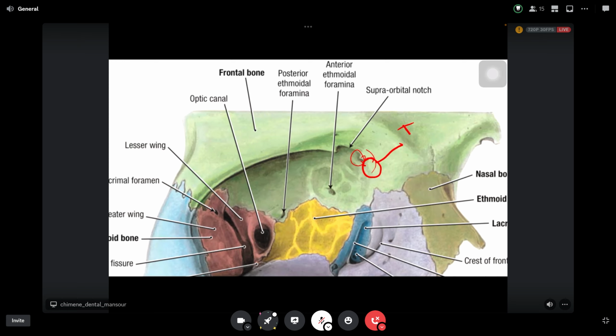I have a great view of the lesser wing of the sphenoidal bone. Here I have the optic canal, the maxillary plate of the orbit, and the zygomatic process.